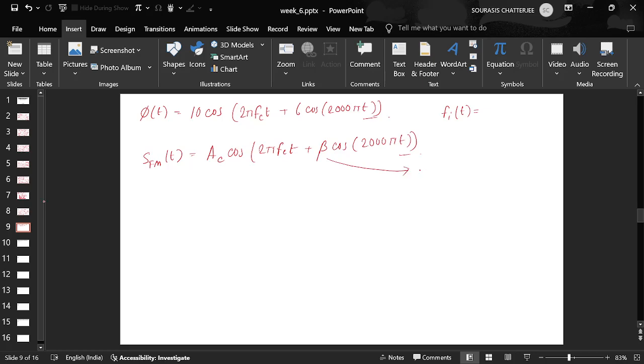Beta is the maximum phase deviation. We already proved it, right? For sinusoidal modulation, that is when your message signal is sinusoidal, we have seen both for frequency and phase modulated signal, the modulation index is a direct measurement of the maximum phase deviation. And what is this expression of beta for frequency modulated signal?